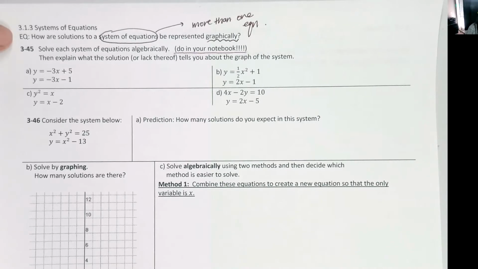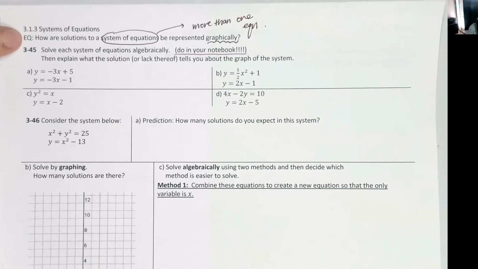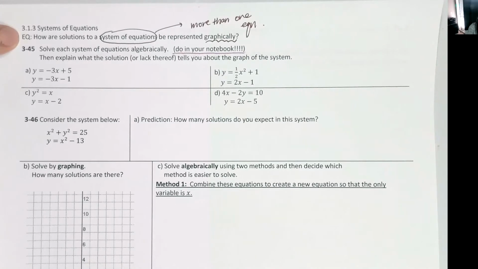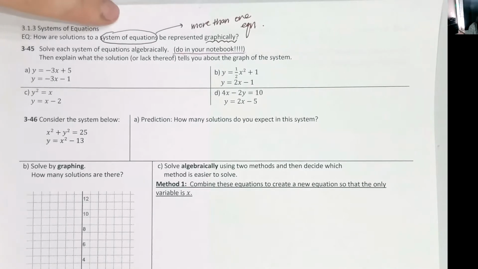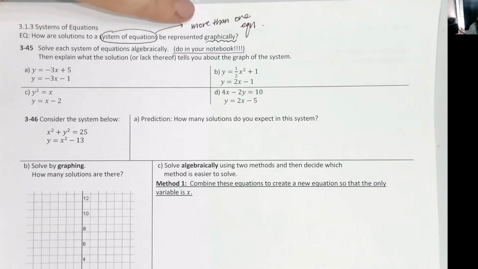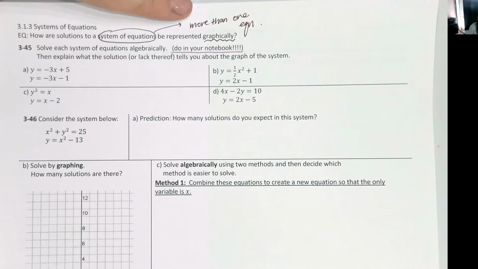The question that I want you to be able to answer by the end of the lesson is, how can solutions to a system of equations be represented graphically? So again, we're going to continue looking at graphs of equations, but you're going to be looking at a system of equations. A system is basically when you're solving more than one equation together.